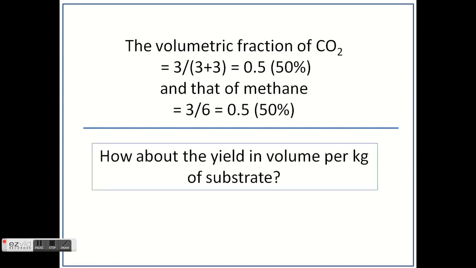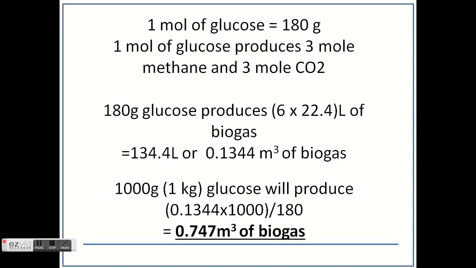So how about the yield and volume per kilogram of substrate? The volumetric yield per kilogram of substrate. If we look at the mass of glucose, the mass of 1 mole of glucose is 180 grams, and this 1 mole of glucose will produce 3 moles of methane and 3 moles of CO2. So 3 moles methane, 3 moles CO2 will give us a total of 6.